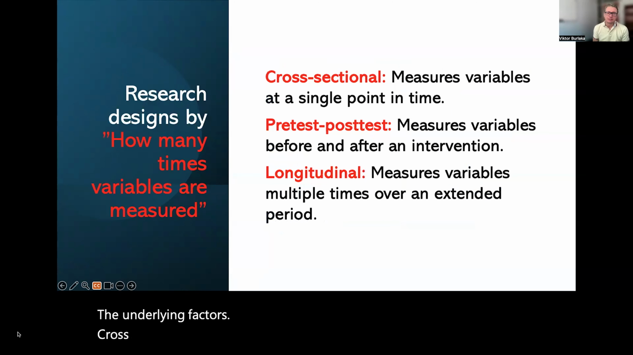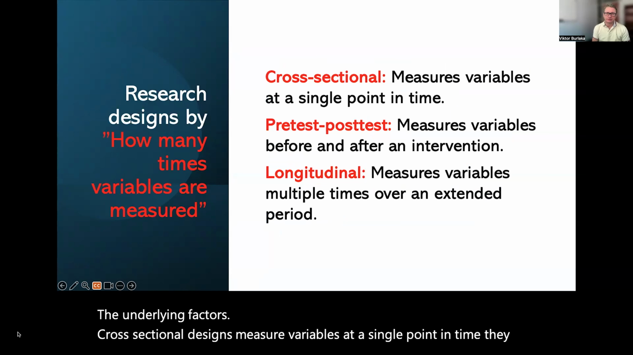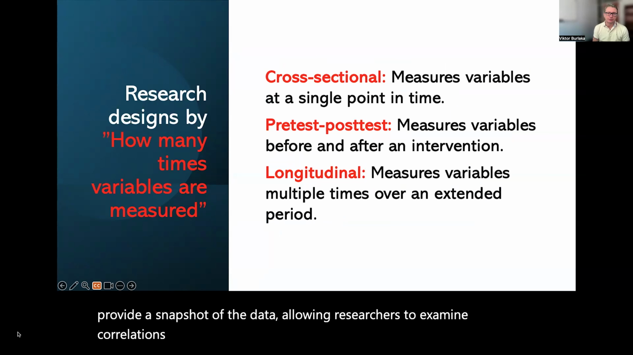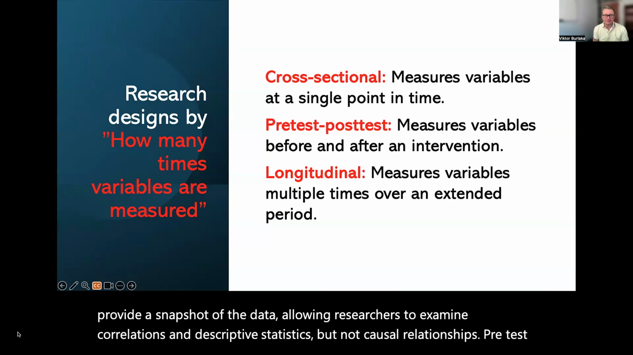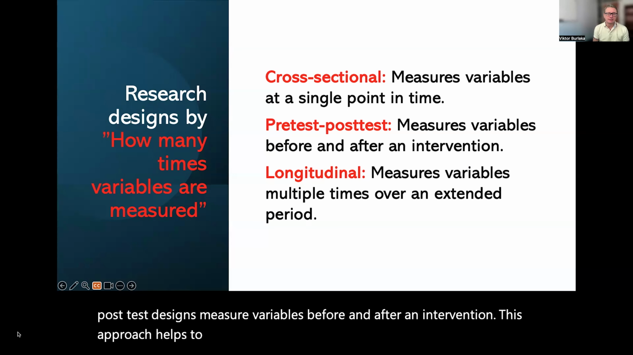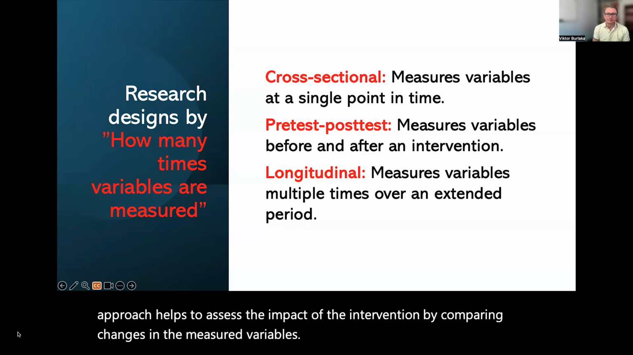Cross-sectional designs measure variables at a single point in time. They provide a snapshot of the data, allowing researchers to examine correlations and descriptive statistics, but not causal relationships. Pre-test, post-test designs measure variables before and after an intervention. This approach helps to assess the impact of the intervention by comparing changes in the measured variables over time.